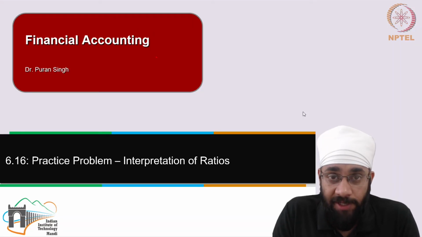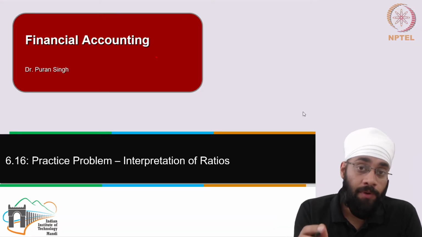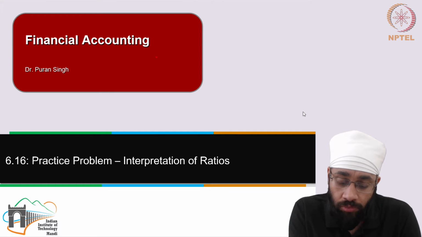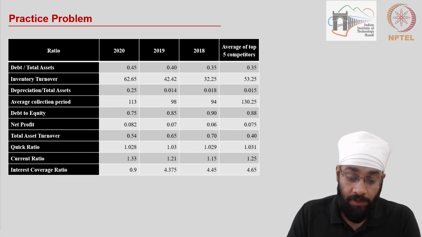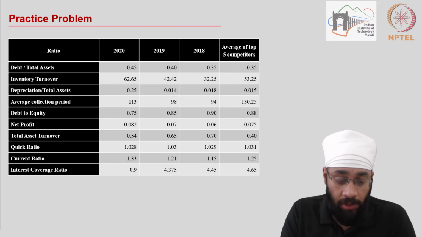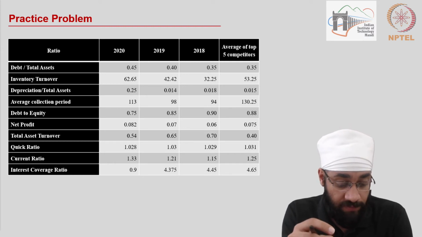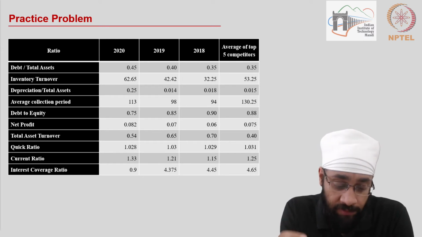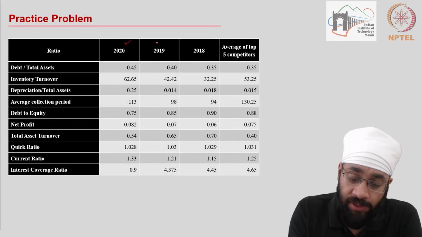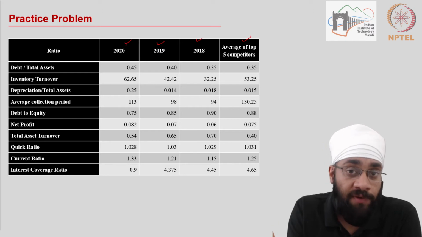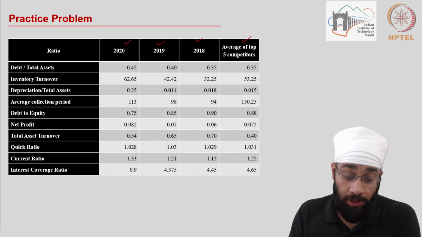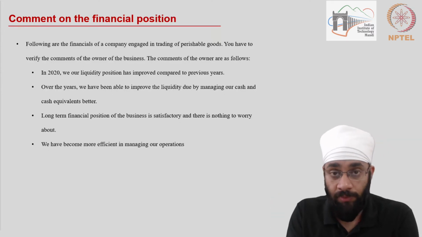Let's do another practice problem. In this practice problem, we are going to interpret the ratios. So we have a set of information given to us. Here is a table. There are a range of ratios which are given to us for 3 financial years. And we also have the average of the top 5 competitors. And what we need to do is to answer some questions.